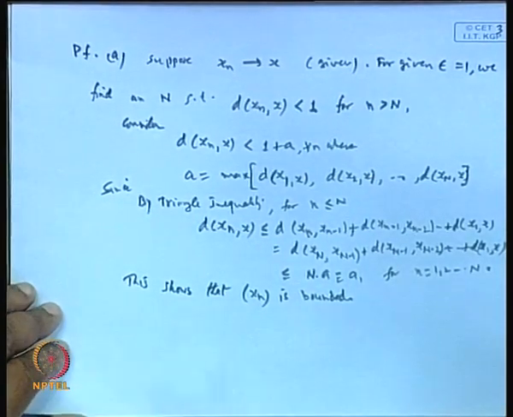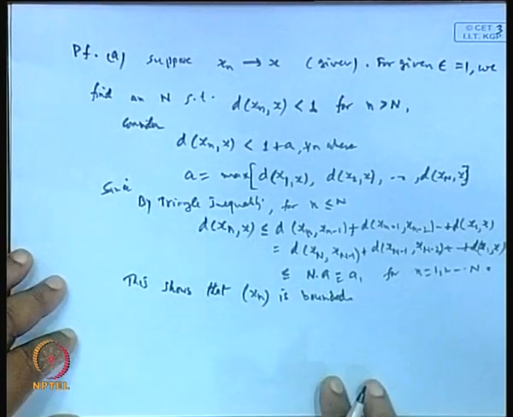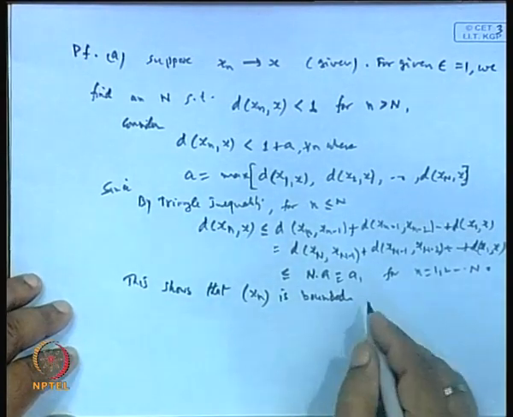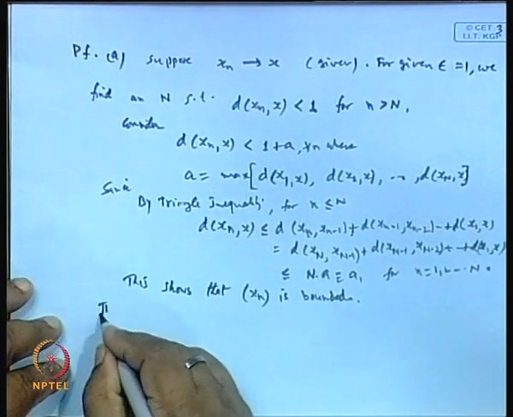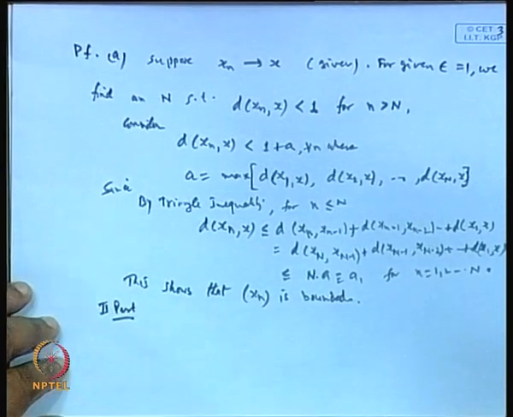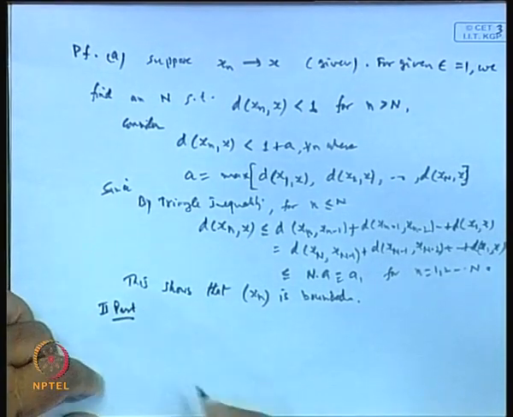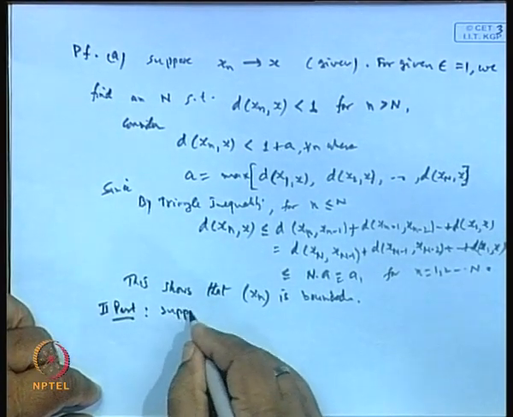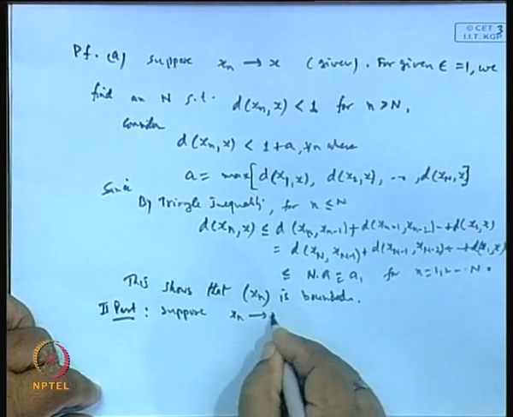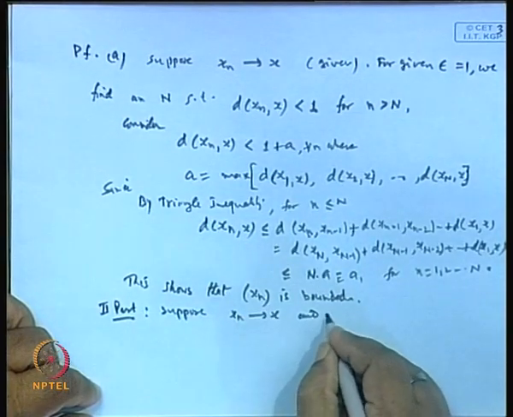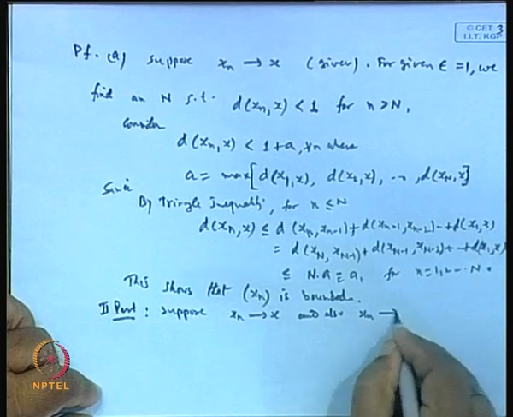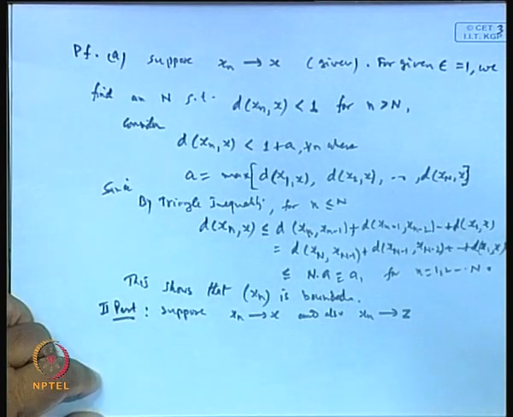Now, the second part of this is that the limit is unique. So, for the second part, suppose x n has two limits. Suppose x n converges to x and also x n converges to z. We want to show that x and z are identical, equal.